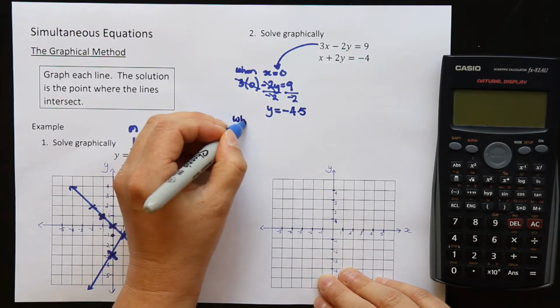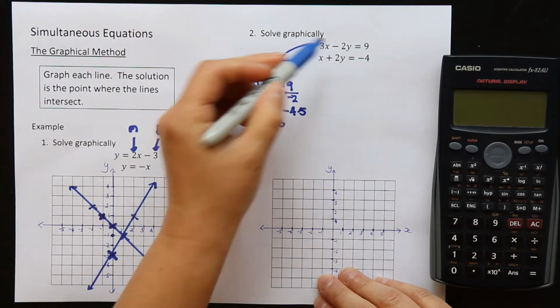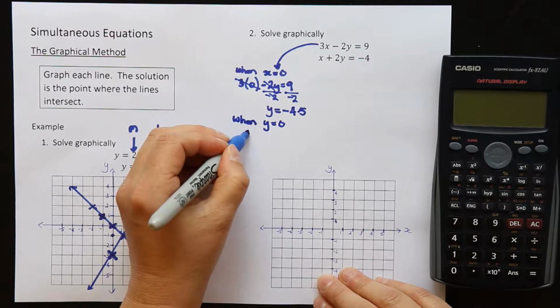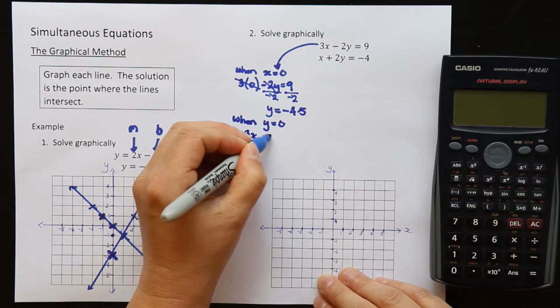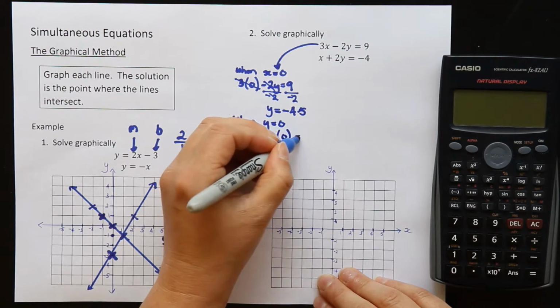I also need to see what happens when y is equal to 0. Into the same equation, now I have 3x minus 2 times 0, since y is 0, equals 9.